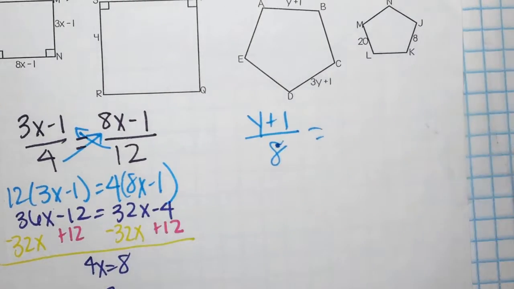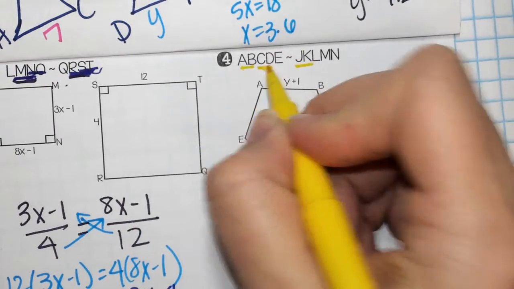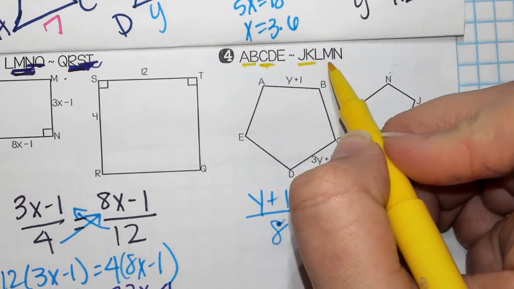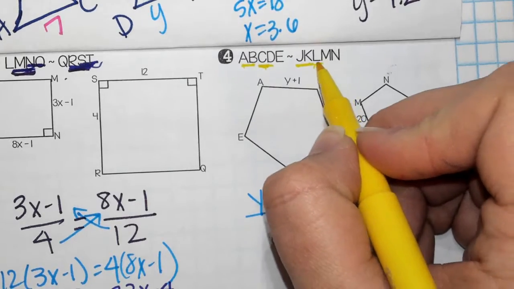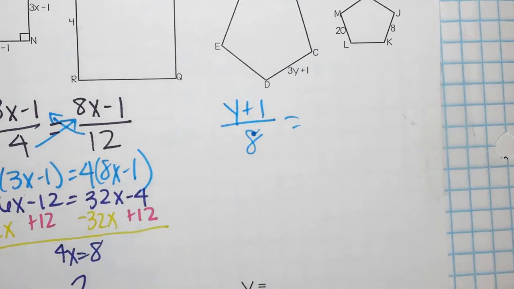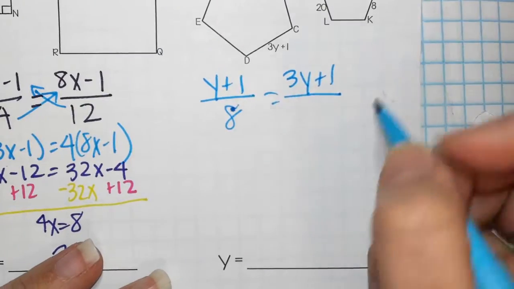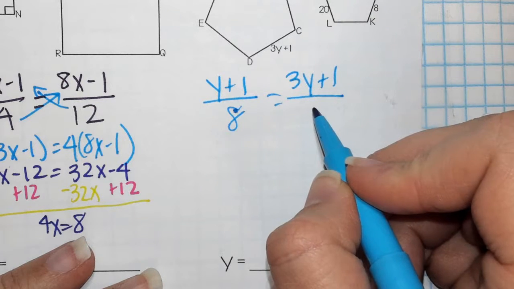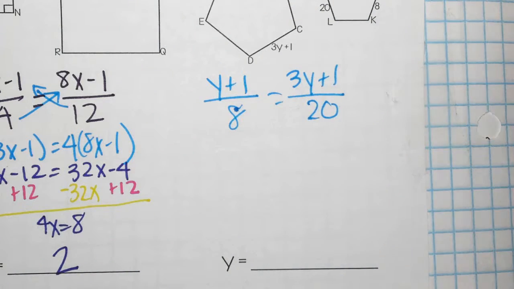8. Okay, now we're looking for CD. So that's the next two on my thingy. And that matches up with, what are the next two on the other one? LM. Okay, so we're going to put 3y plus 1 divided by what? What's LM? And then cross multiply. When you have found y, start on your fishies.